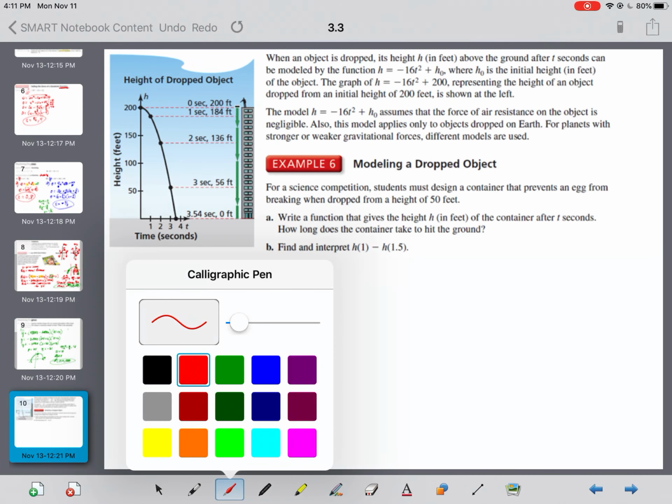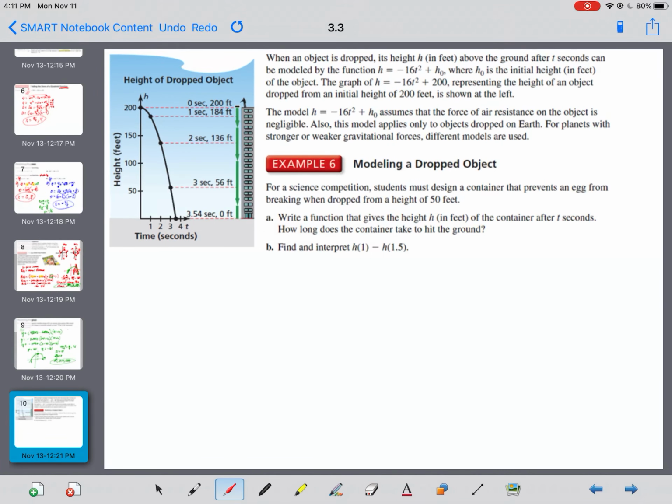Okay. Let's look at our last little word problem. Told you about this. Falling objects. This is kind of how it works. When you drop an object, gravity affects it quadratically. So when an object is dropped, its height, h, in feet above the ground after t seconds can be modeled by the function h equals negative 16t squared plus h sub 0, where h sub 0 is the initial height in feet of the object. The graph of h equals negative 16t squared plus 200, representing the height of an object dropped from an initial height of 200 feet, is shown at the left.